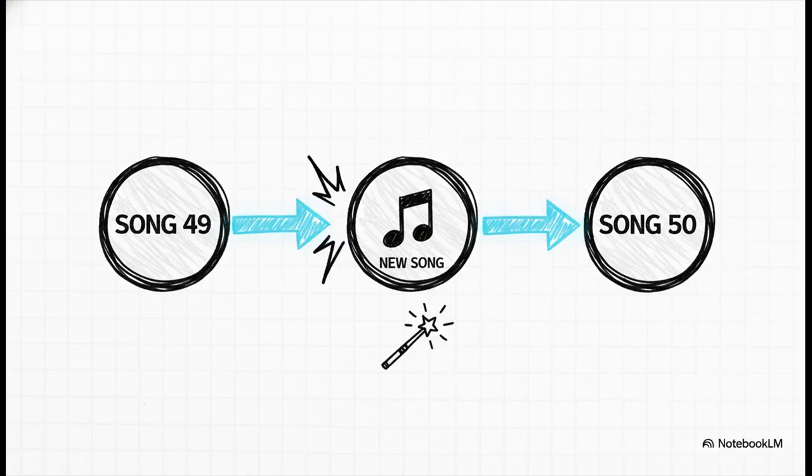Instead of shuffling everything, a linked list just does two tiny things. It tells song 49, "Hey, from now on, you point to this new song." Then it tells the new song, "Okay, now you point to the song that used to be at position 50." And that's it. All we do is update two little pointers. It's unbelievably fast. We call it an O(1) operation, which means it takes the exact same tiny amount of time whether your playlist has 10 songs or 10,000.